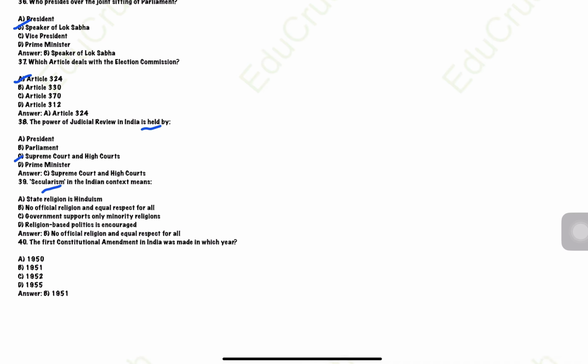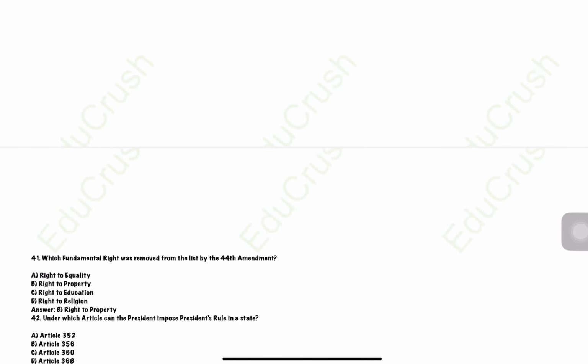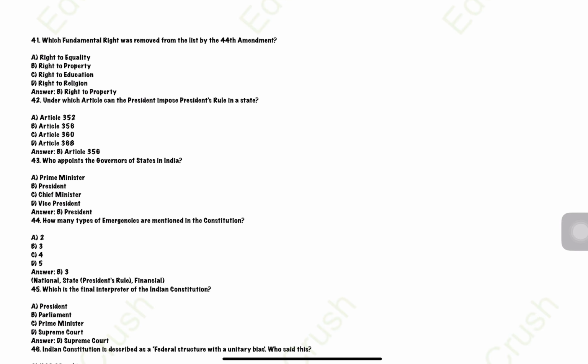Secularism in the Indian context means no official religion and equal respect for all. The first constitutional amendment in India was made in which year? 1951. 41st question. Which fundamental right was removed from the list by the 44th amendment? So right to property is removed from the list by 44th amendment.